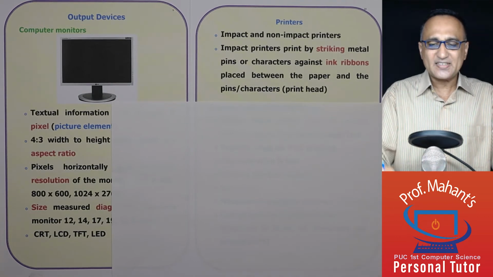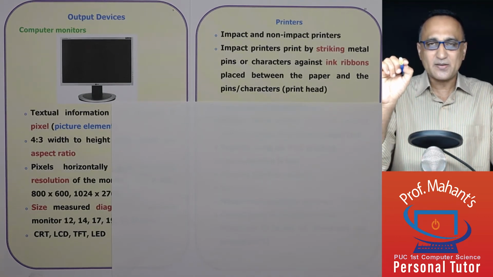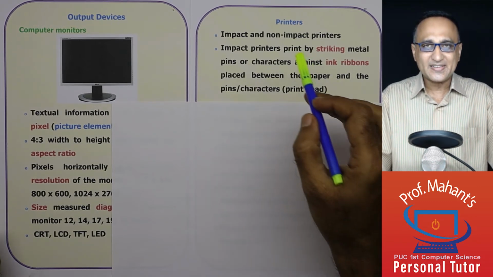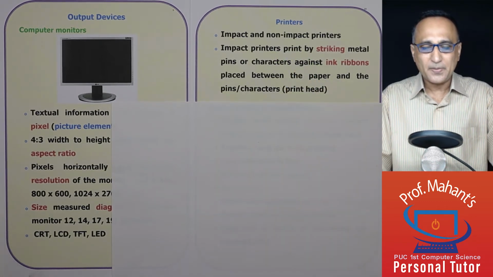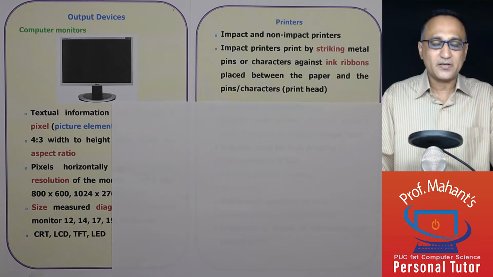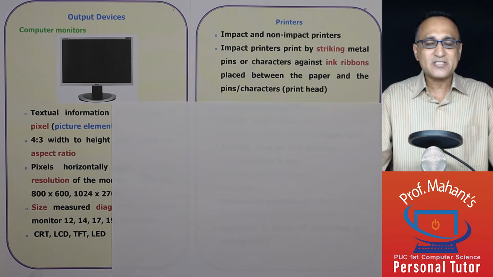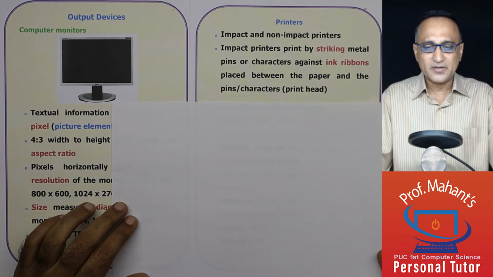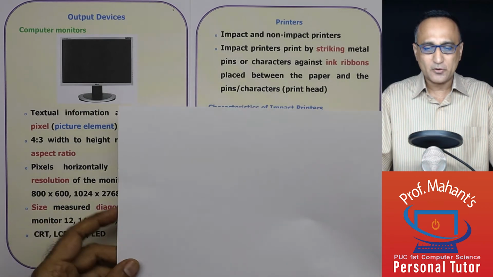So these pins or characters which are striking against the ribbon are known as the print head. So the print head produces characters on the paper by striking against an ink ribbon. That is in the case of an impact printer. Non-impact printer examples are laser printer, inkjet printer, and say thermal printer. So we shall be talking about them also.